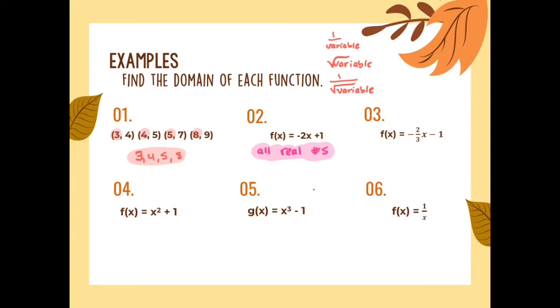If you look at 3, you get f of x equals -2/3 x minus 1. Again, there's a fraction here, but the variable is not in the denominator, so this is also all real numbers. Looking at number 4, f of x equals x squared plus 1. Again, no variable in the denominator, no square root, so all real numbers again. And the same is also true for number 5. An exponent has no bearing unless it was a negative exponent to bump it to the bottom, which is not the case. This would be all real numbers.